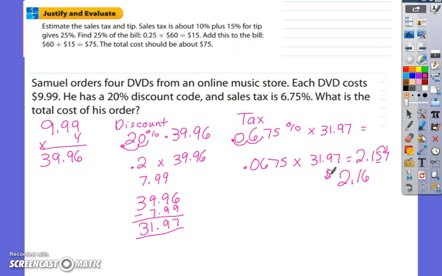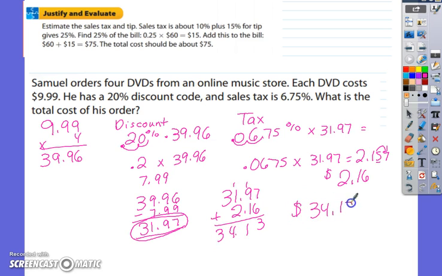And this is the tax, so we would need to add it to the $31.97. Remember, this was our total that we got after we subtracted the discount. And we add tax to that. And our final answer is $34.13. So the equation method is another way to do the same thing. When we use the equation method, remember we take our percents, we change them to decimals, and then we multiply.